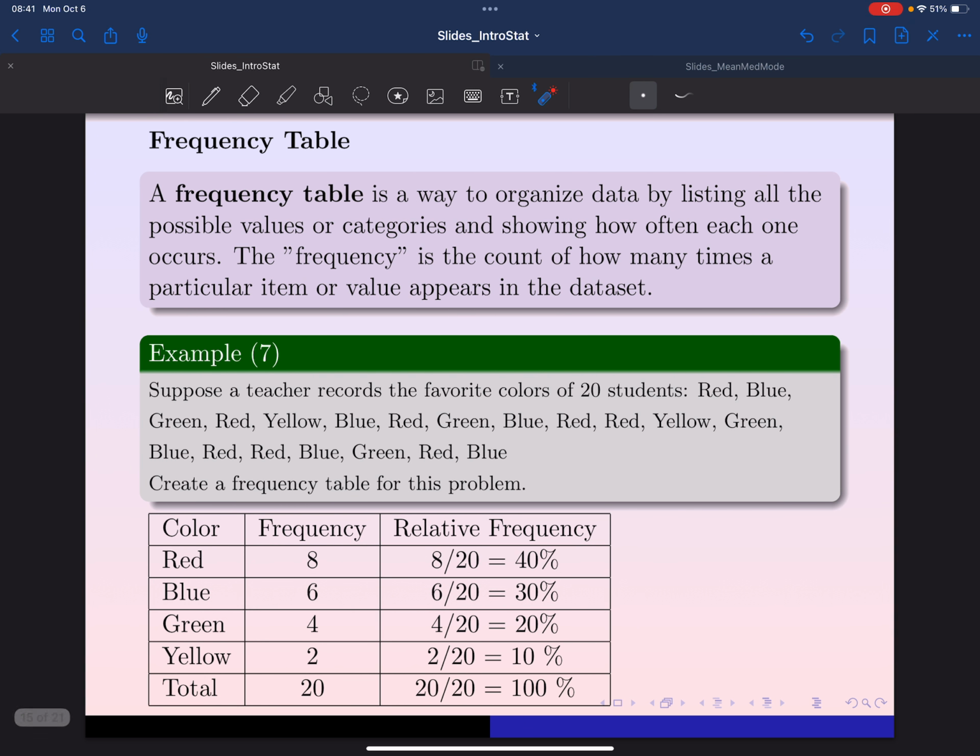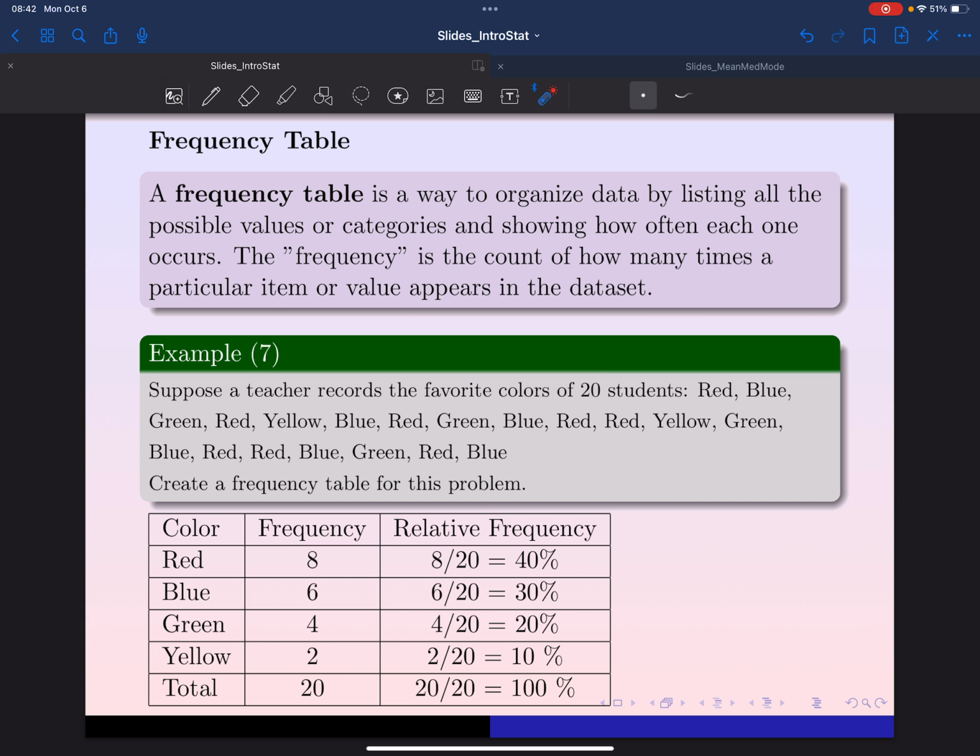A frequency table is a way to organize data by listing all the possible values or categories and showing how often each one occurs. The frequency is the count of how many times a particular item or value appears in the data set. For example, suppose a teacher records the favorite color of 20 students and the colors are red, blue, yellow, and so on. Create a frequency table. So we would list all possible colors that show up in the survey. Now we would use tally marks to calculate how many of each.